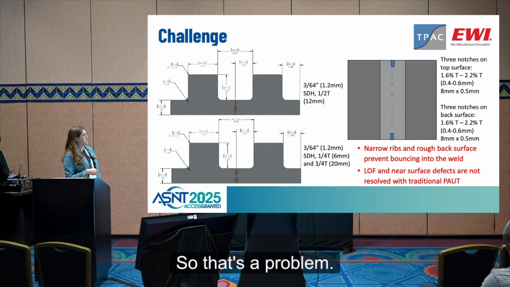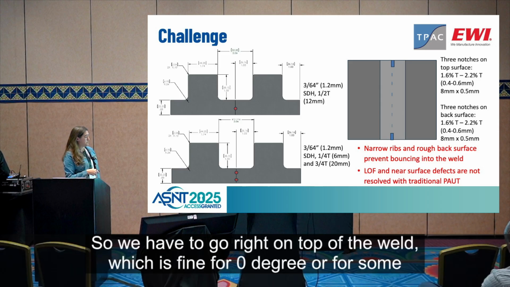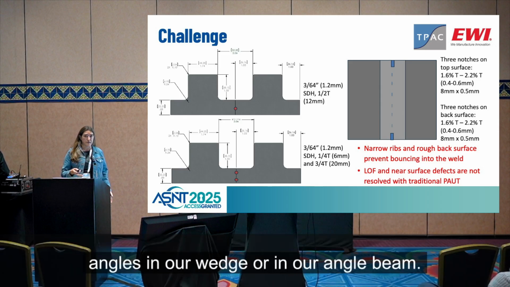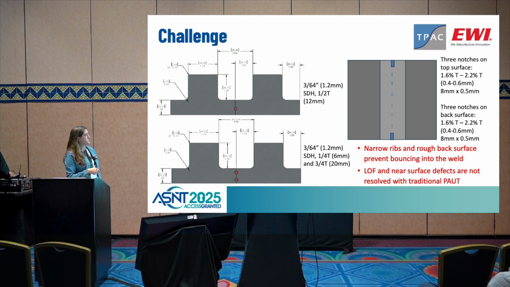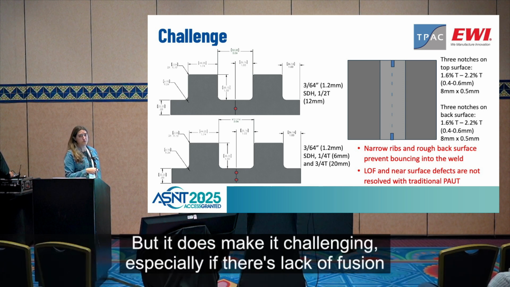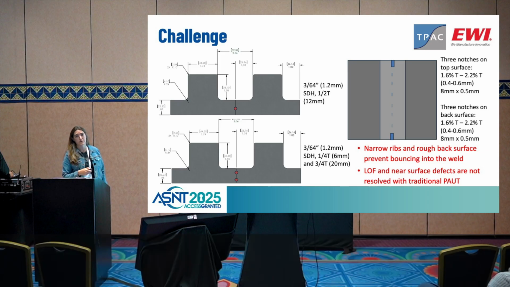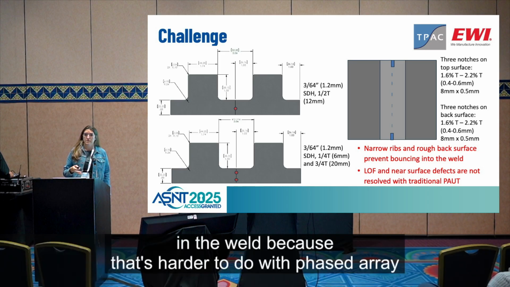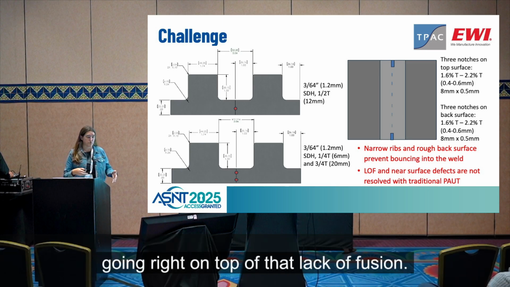So that's a problem. So we have to go right on top of the weld, which is fine for 0 degree or for some angles in our wedge or in our angle beam. But it does make it challenging, especially if there's lack of fusion in the weld, because that's harder to do with phased array going right on top of that lack of fusion.